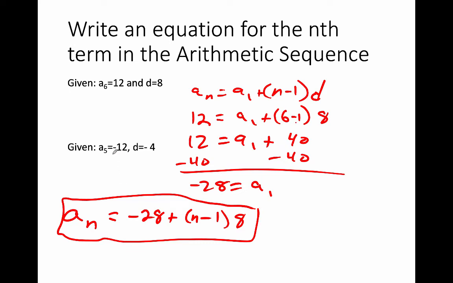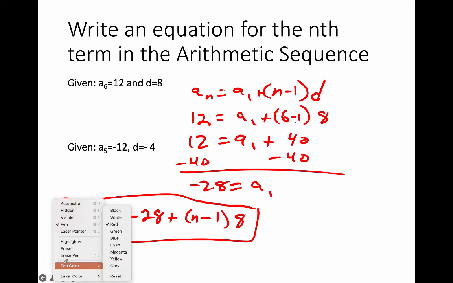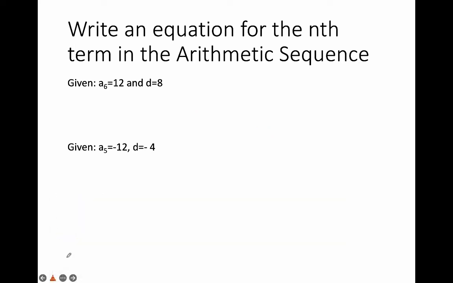Now, what are we doing now? Oh, we're doing a new problem, and I took up all this space. How do I delete this stuff off of here? I have no idea. Okay, erase pen. Let's do the next one.